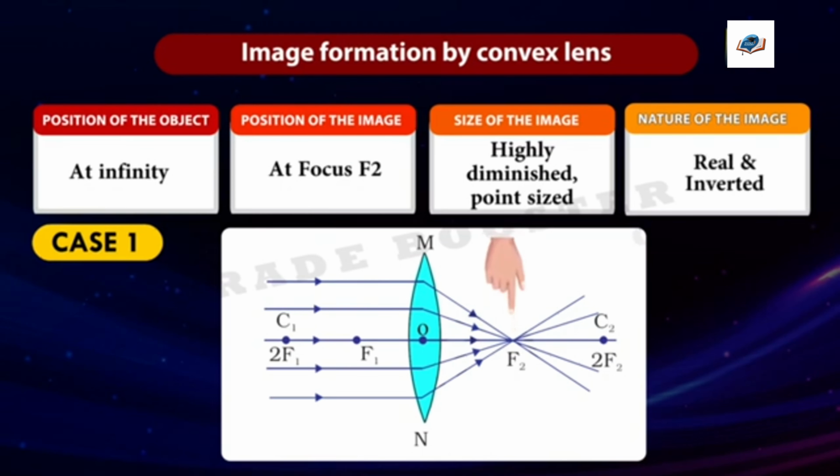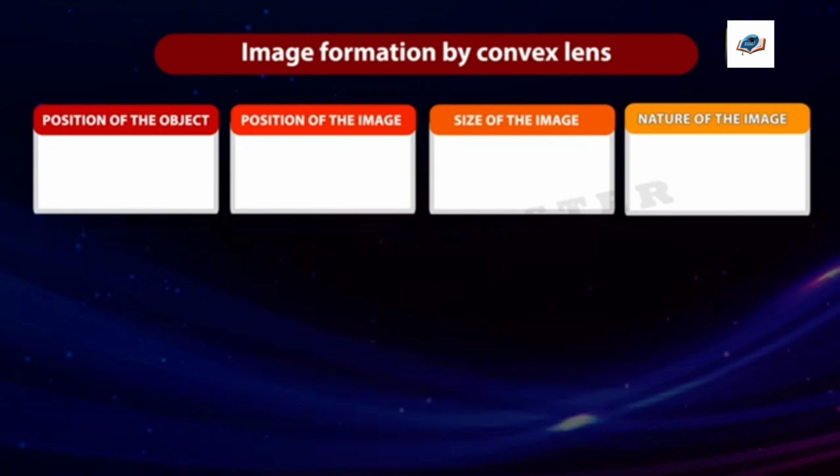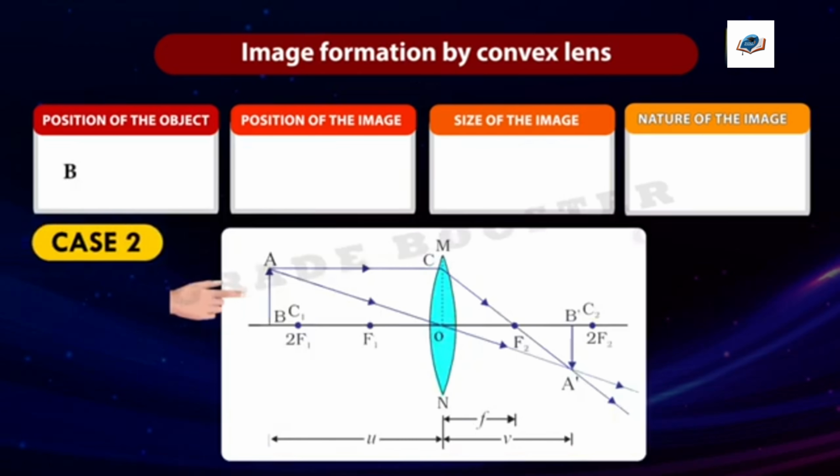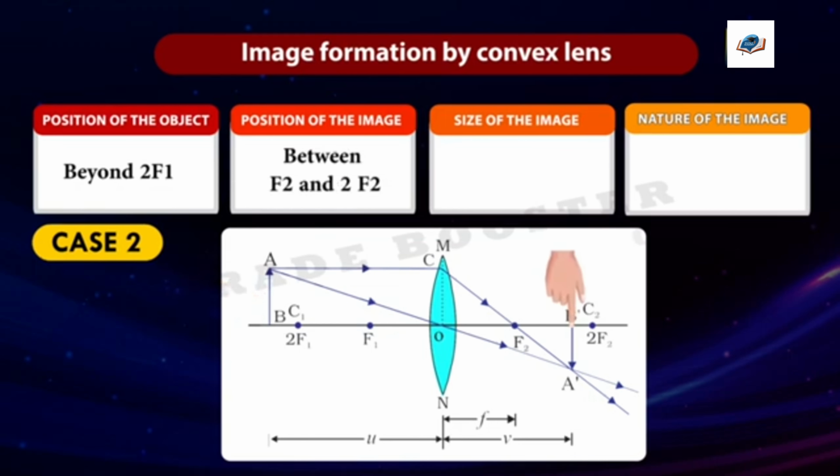If the position of the object is beyond 2F1, the position of the image will be between F2 and 2F2. The relative size of the image is diminished. The nature of the image is real and inverted.